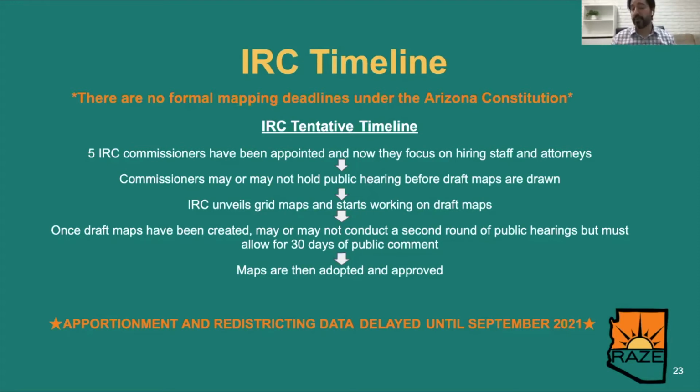These commissioners may or may not hold public hearings before draft maps are drawn. So holding public hearings are not in the actual constitution, but have been done previously, and we're advocating that they're done again this time around. The IRC after that will unveil grid maps and start working on draft maps. Once the draft maps are completed, again, there has been in the past a second round of public hearings. And then also the part that is required is that they have to allow for 30 days of public comment. Again, it's important to remember that the public hearings aren't required, but have occurred in the past. And again, we're advocating for that. Once that process is over, the maps are then adopted and approved. And then just for a little bit of information, the apportionment and redistricting data has been delayed until September 2021. So that's going to affect this timeline a bit.